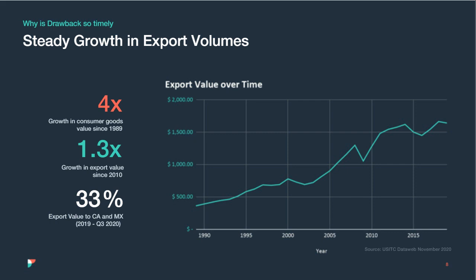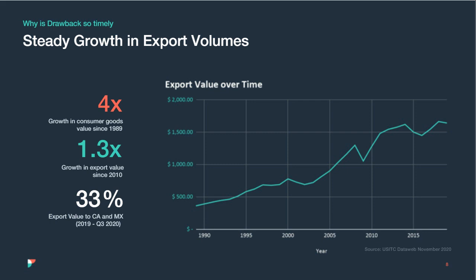But what you're seeing is we're importing more consumer goods since 1989. And there's also growth in export value since 2010 of 1.3x. So there is steady growth: we are importing more, but we're also exporting more. And 33% of our trade is going to Canada and Mexico.